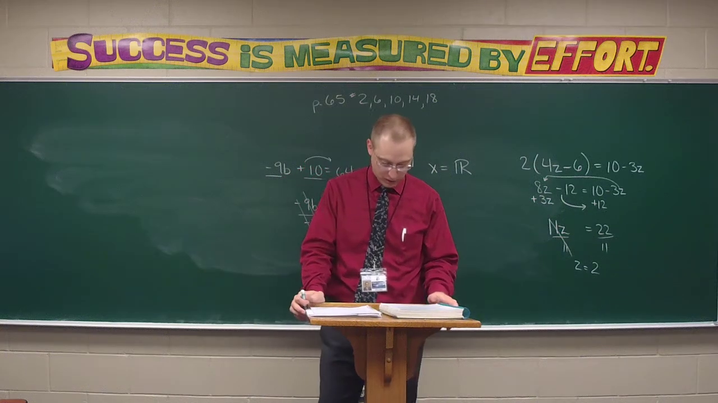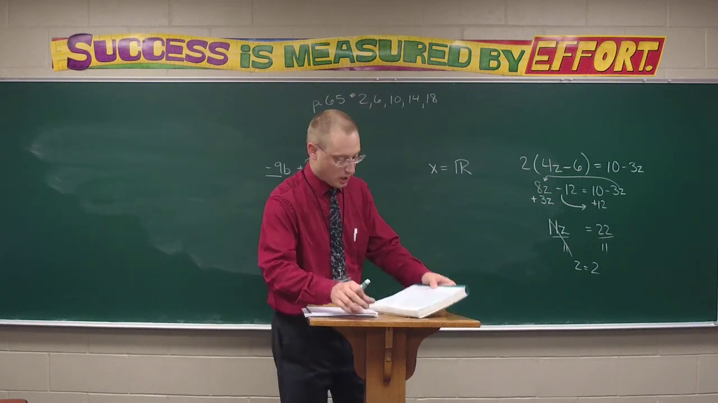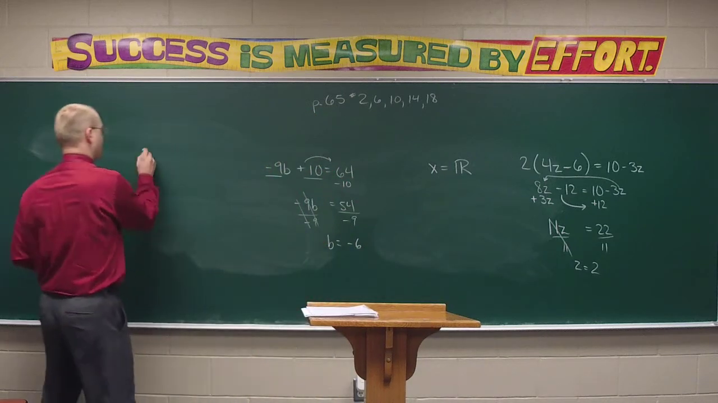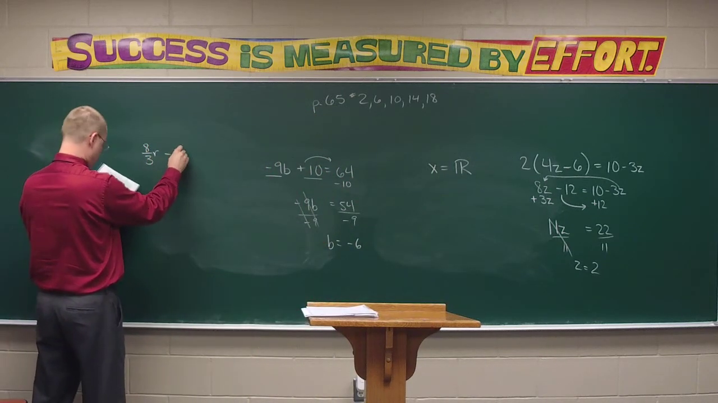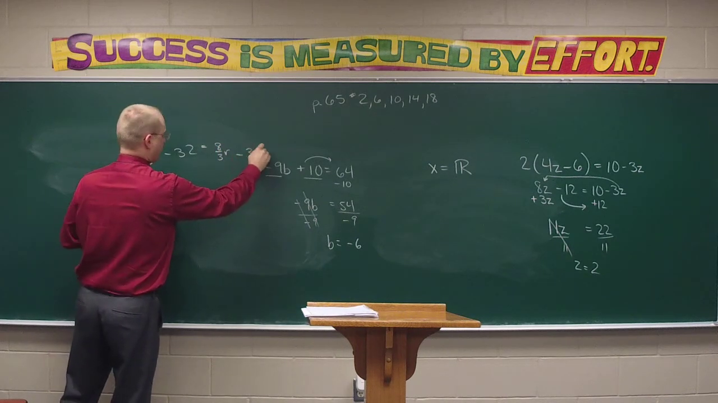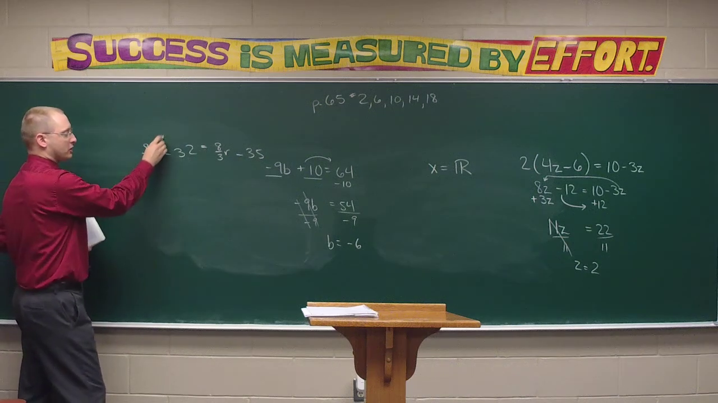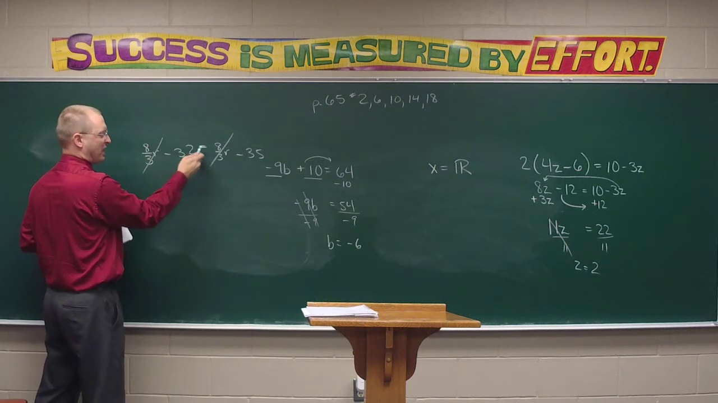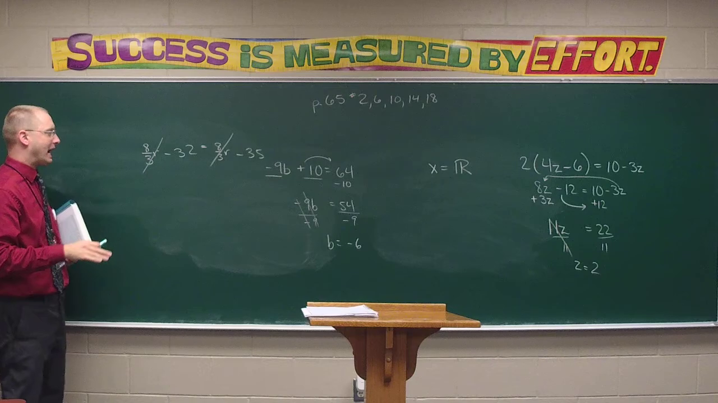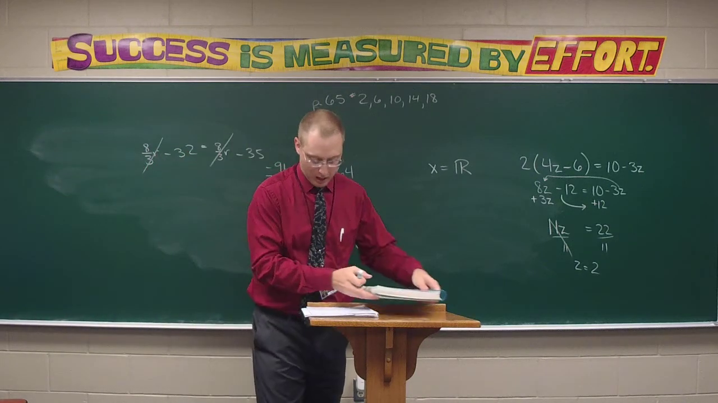All right, and then let's go to number 18, and let's go back to Michael for redemption. What did you get for your answer here? No solution. It is, in fact, a contradiction. If you distribute the 8, it'll give you an 8/3 r negative 32 equals 8/3 r negative 35. Well, 8/3 r on both sides, class, can cancel. And if negative 32 equals negative 35? No, that's a lie. No solution.